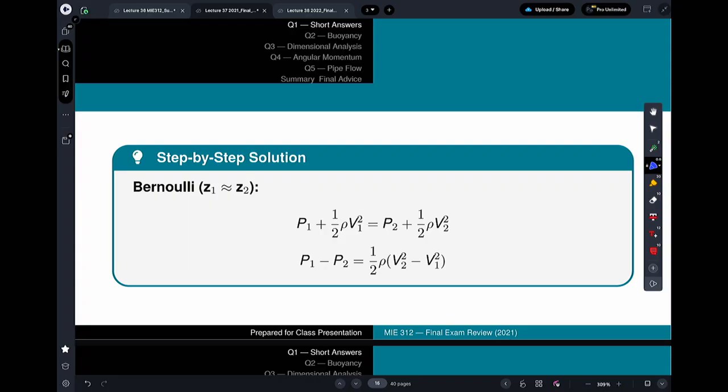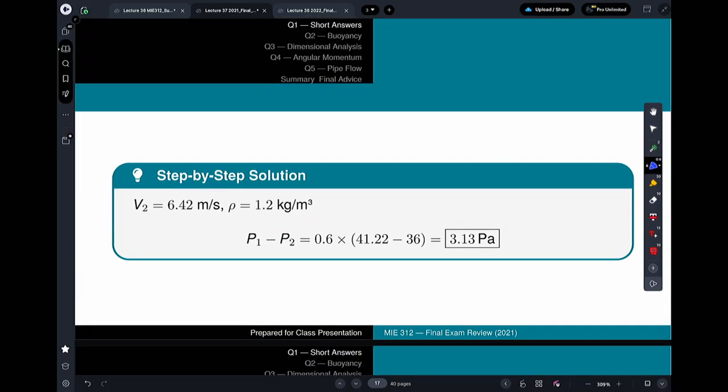So this is a problem where you could argue you might have a small change in height, but again, the error associated with that, the heights are going to be very small compared to the change in inertia. So P1 minus P2 is going to be the difference between V2 squared minus V1 squared, which you are given. V2 you can calculate and do all the numbers, and you end up with 3.13 pascals.